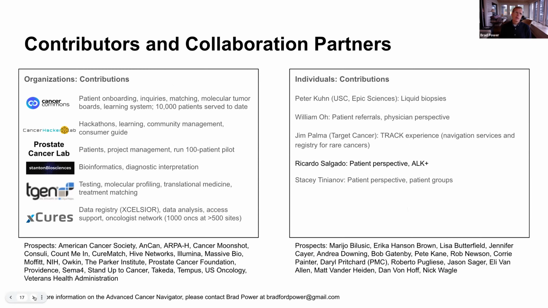I think I've already covered this. So here are the collaboration partners, and you'll see down there on the prospects, we have quite a number of organizations that we're reaching out to, and individuals we're reaching out to, to see if they would be interested in joining us. So I think I'll stop there.